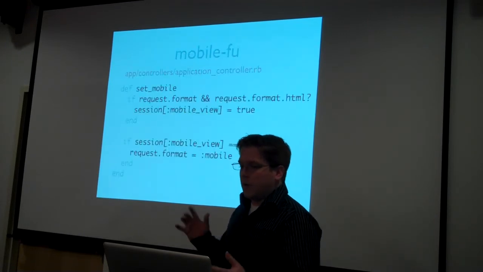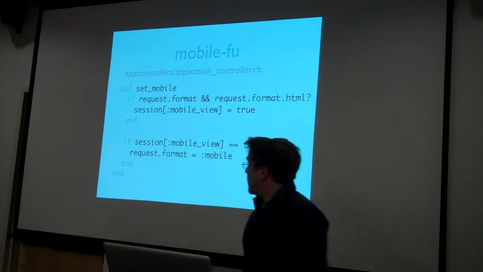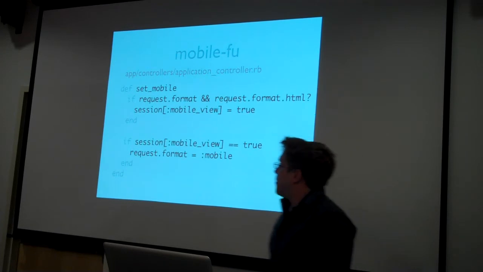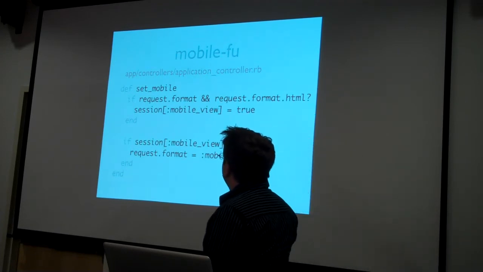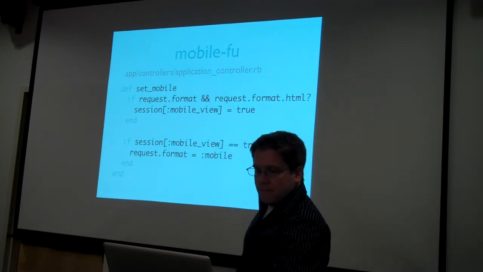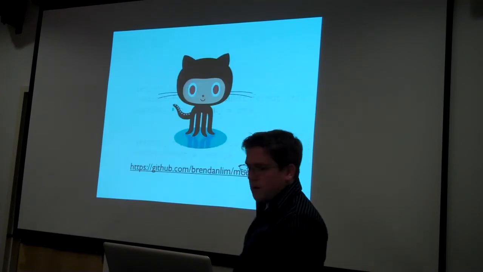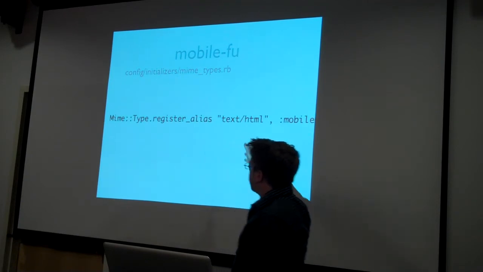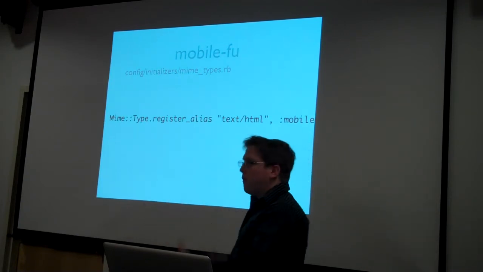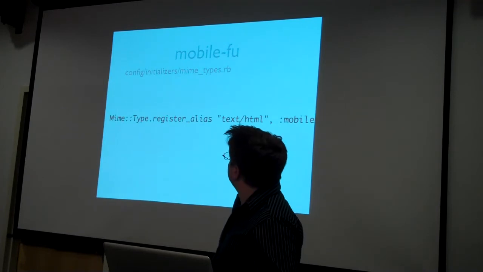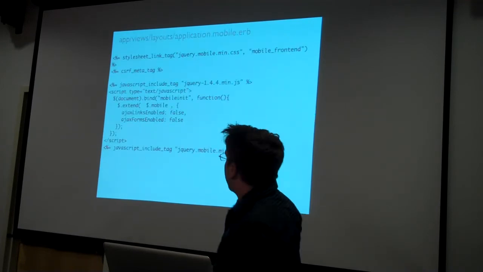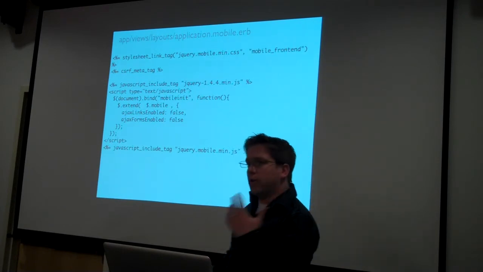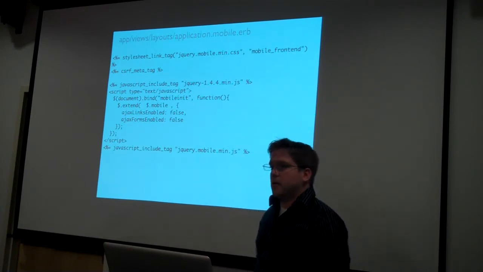So how did we get it working with Rails? Well, there's a neat tool called Mobile Foo. And you just put this before filter in your application controller and set your request format. Mobile Foo is on GitHub. You put this in your initializer that basically just tells Rails that there's a mobile format. And then you reboot your server, and then you can do stuff like this. application.mobile.erb will only render for mobile devices, which is really sweet.